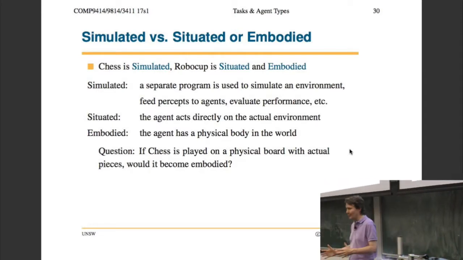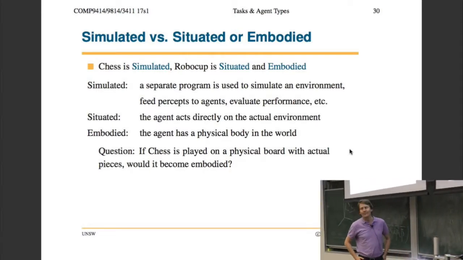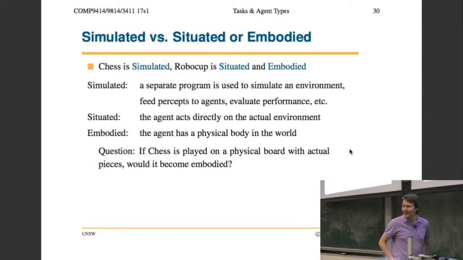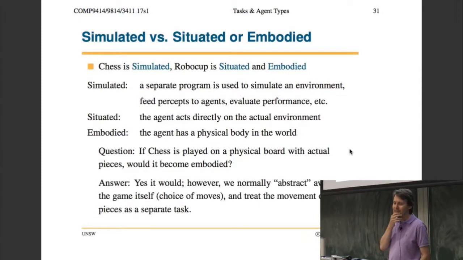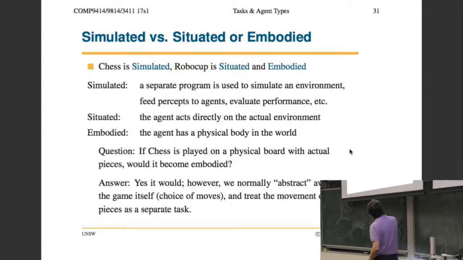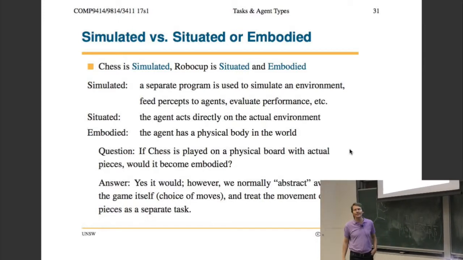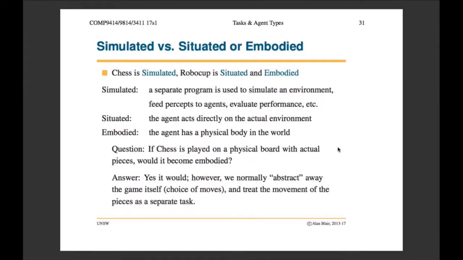What would happen if you had a physical board and you actually had a robot manipulating the pieces? Would it then become embodied? And the answer is yes, it would, but we normally abstract away the game itself and treat the movement of the pieces as a separate task. When you think about it, these two tasks are really quite distinct. You could assign one team of programmers to do the move selection and another team to design the thing that'll move the pieces, and really they wouldn't have to talk to each other at all. It's two completely separate tasks virtually.